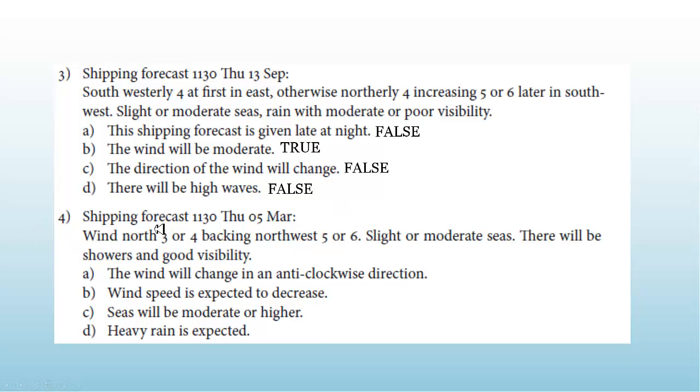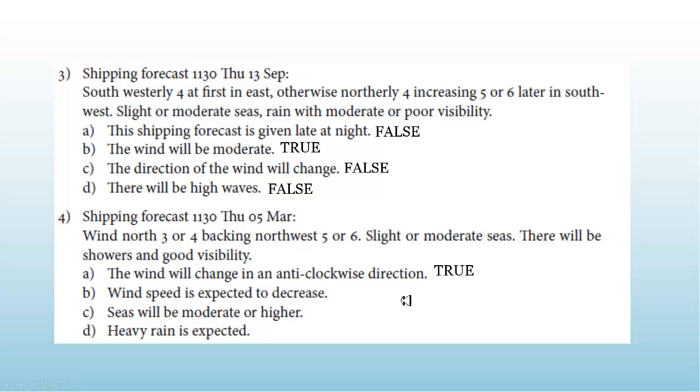Okay, here we go. Shipping forecast, 11:30 hours, Thursday, 5th of March. Wind north 3 or 4, backing northwest 5 or 6, slight or moderate seas. There will be showers and good visibility. So the wind will change in an anti-clockwise direction. Let's read this. Wind north, 3 or 4, Beaufort scale, backing northwest. So counterclockwise, northwest is going to be turning around towards 5 or 6. So yeah, the wind will change in an anti-clockwise direction.